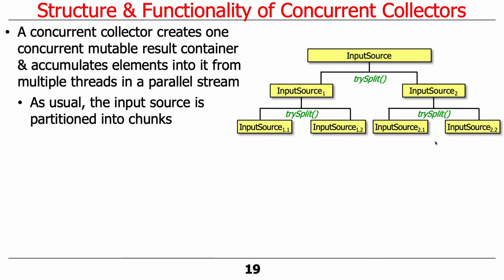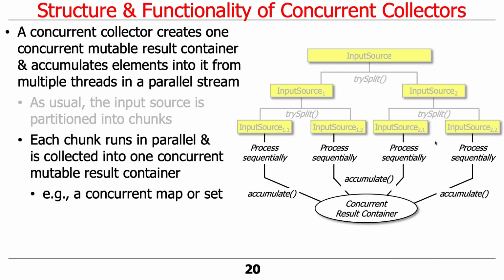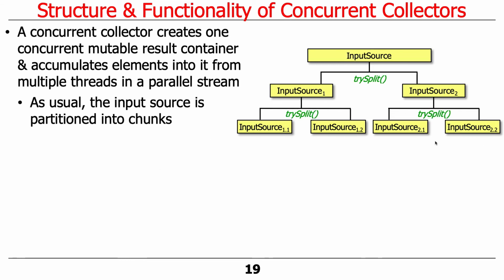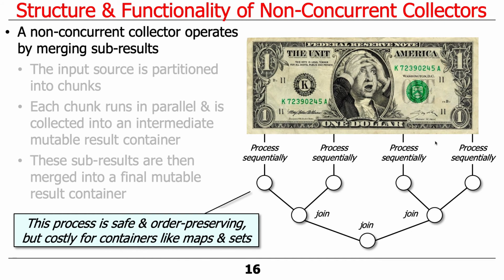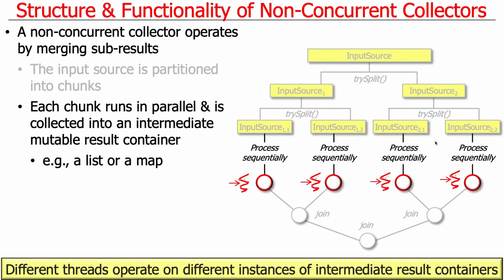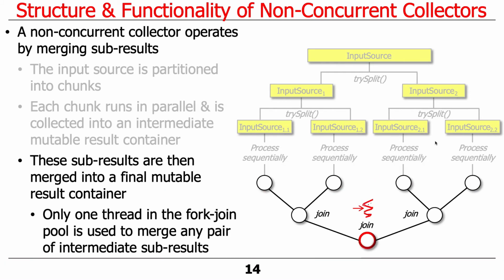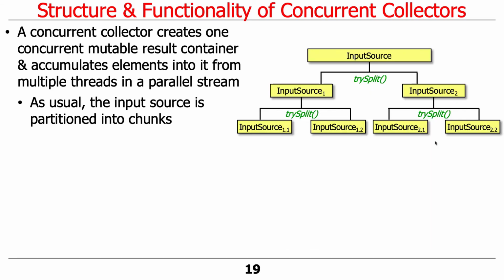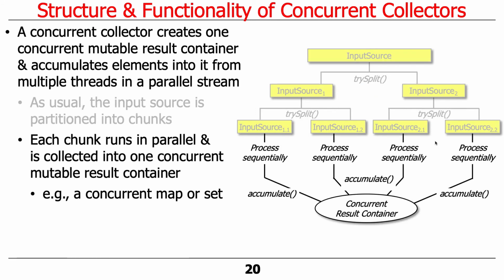So as usual, the input source is partitioned into chunks. Each chunk runs in parallel using the fork join pool. But the difference here is that the chunks are collected into one and only one concurrent result container. So I think the best way to do this is to compare and contrast that with what you saw over here, where we had a bunch of these things, right? A bunch of intermediate subresults, which then get merged together successively. Whereas for the concurrent containers, they all get stuck and accumulated into one object.